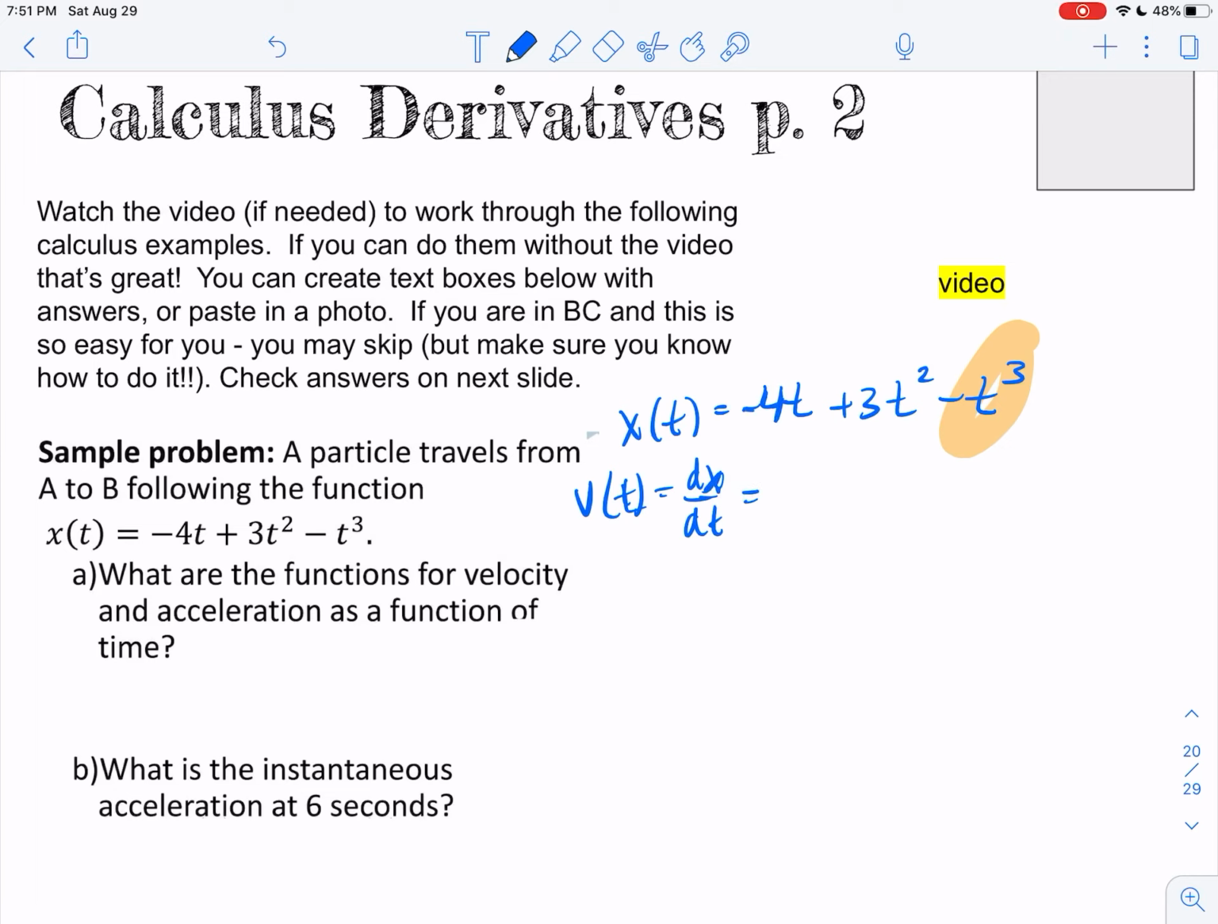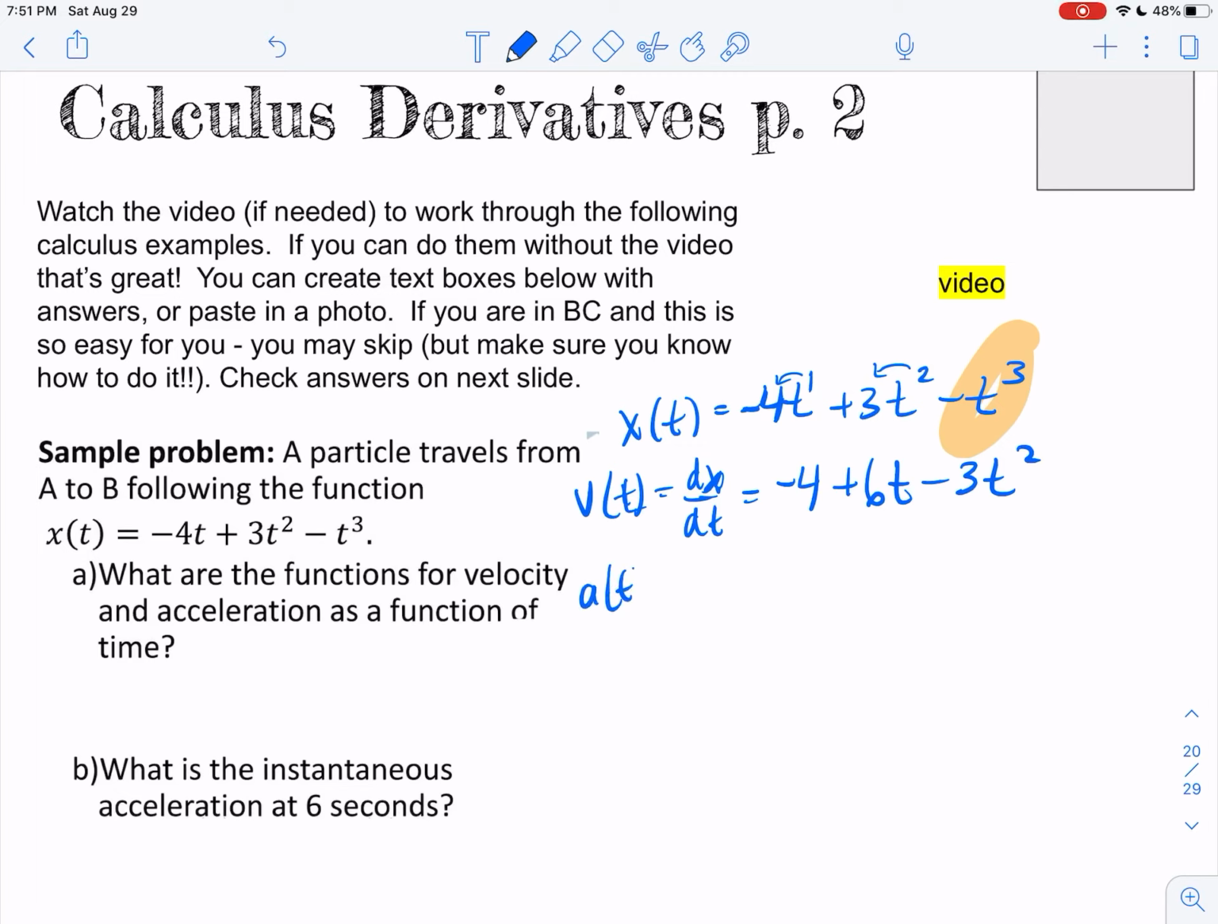So this is just going to become a negative 4, right? Because we're going to drop the 1 and then drop that down to t to the 0. Here we're going to drop down the 6 and then subtract 1 off here. And then here we're going to drop down the 3 and then subtract 1 off.